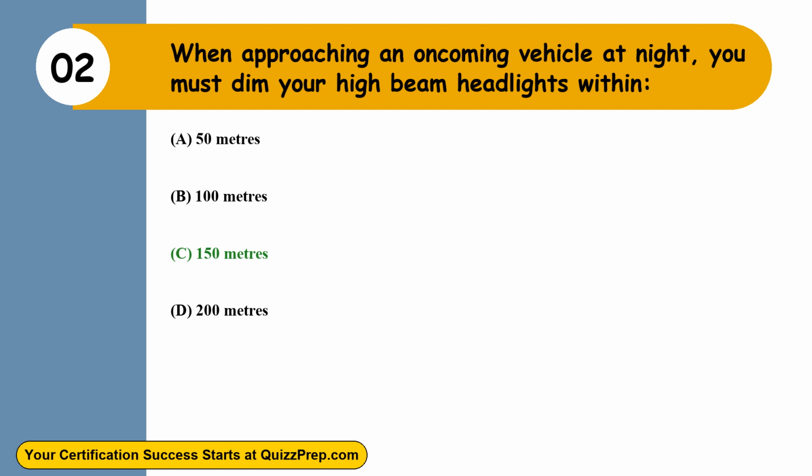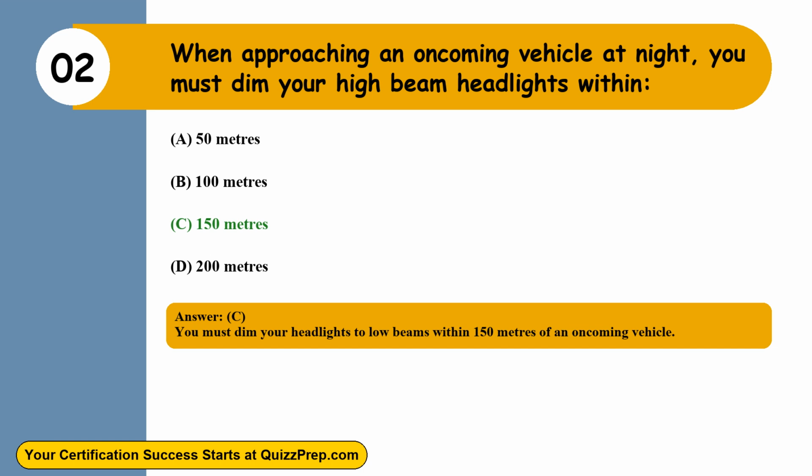The correct answer is option C, 150 meters. You must dim your headlights to low beams within 150 meters of an oncoming vehicle.